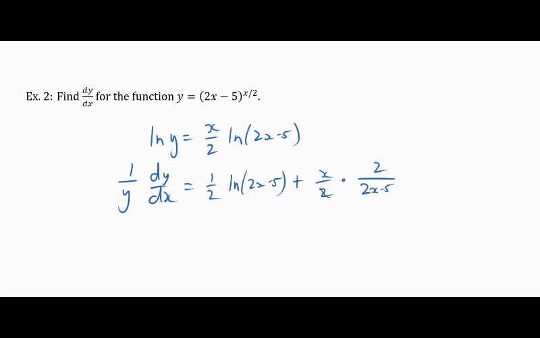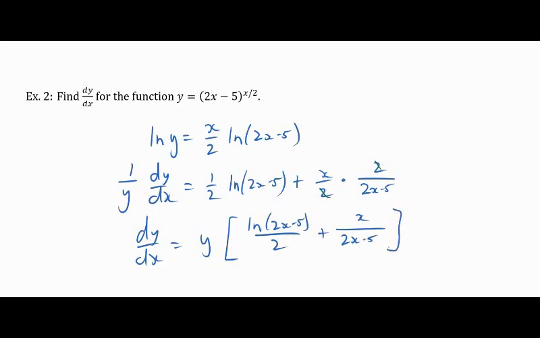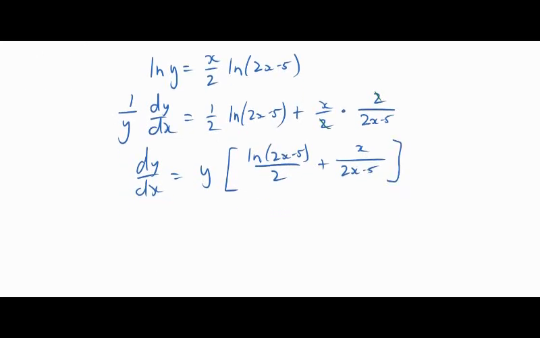Okay, and then this one I do have to simplify because I've got to bring the y over and do a couple more steps for a question like this. And I got dy by dx equals y times the ln of 2x minus 5 over 2 plus x over 2x minus 5. And does anybody remember what the last step of the rule for these is? We want an expression in terms of x, not in terms of y and x. In this case, it's fairly easy to do.